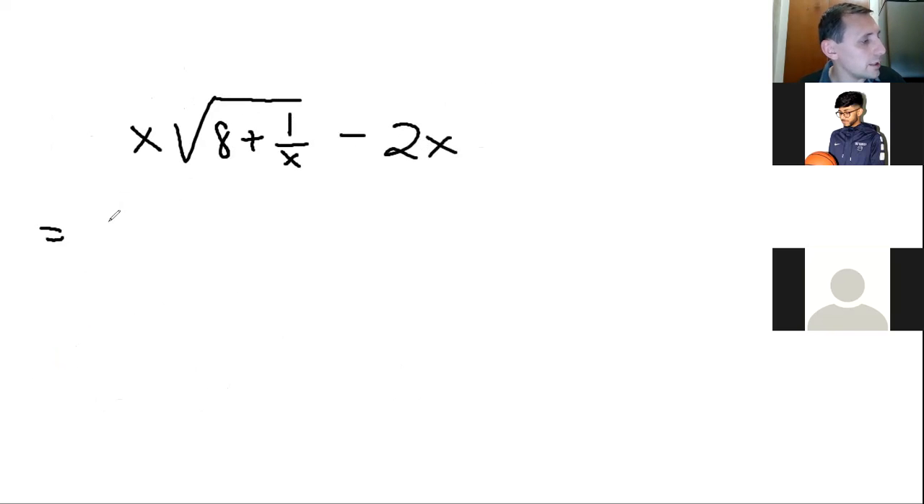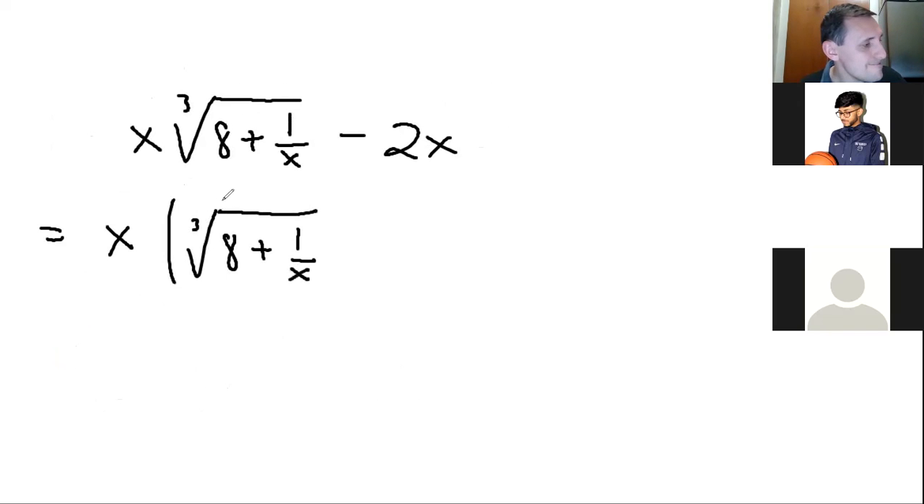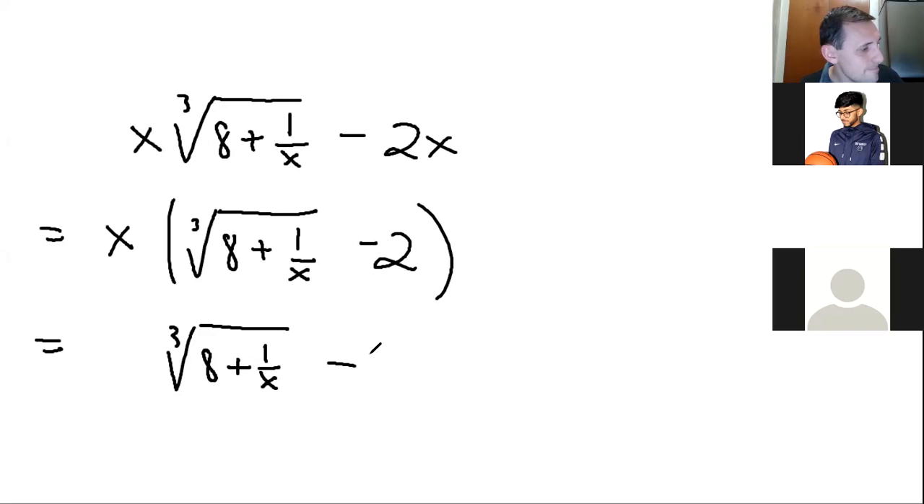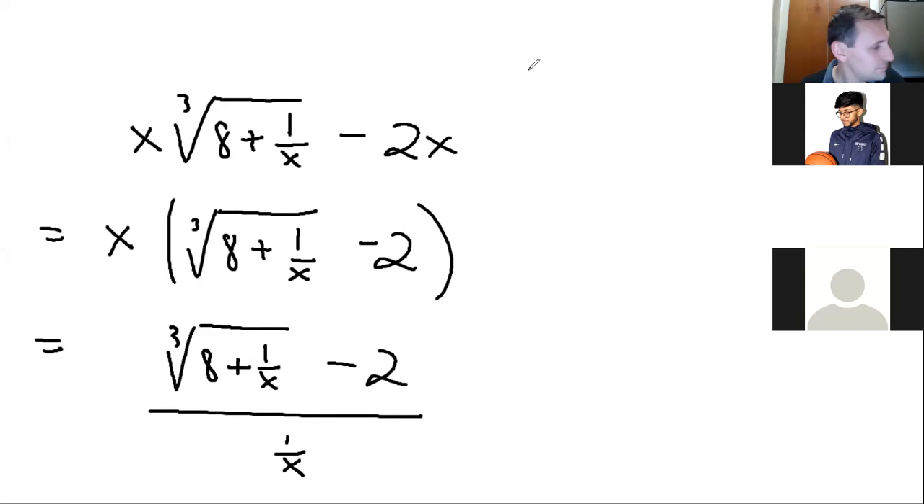So what am I gonna get if I do that? I'm going to get the cube root of x cubed, which is x, times the cube root of 8 plus 1 over x, minus 2x. If I factor out x, it's x times the cube root of 8 plus 1 over x, minus 2. Written in a different form, this would be the cube root of 8 plus 1 over x, minus 2, divided by 1 over x. Here is the perturbation. It's the same.